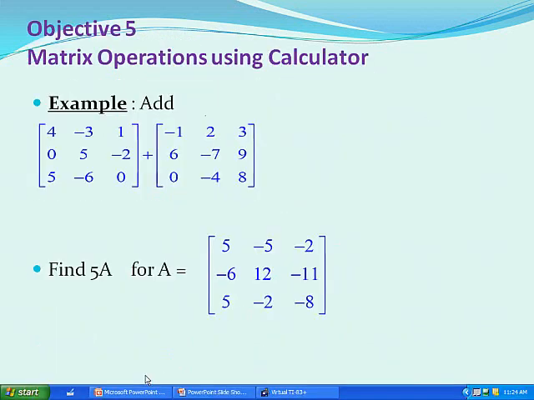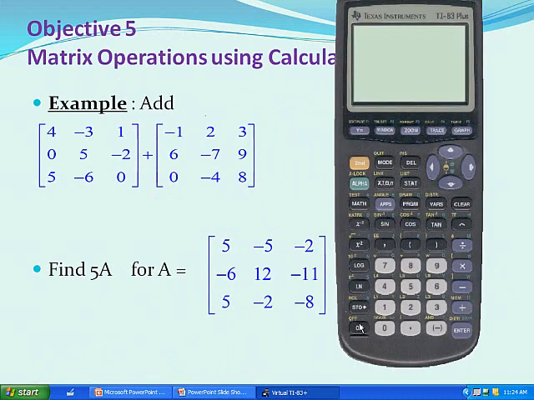Matrix operations using calculator. Let's see how we can do these matrix operations on a calculator. First of all, we need to edit the matrices. We have two 3 by 3 matrices. We are going to add them together. So in order to add these matrices, I need to edit them first. So I'm going to go to the matrix editor, which is second, this X inverse key. So that is giving you the matrix menu here.